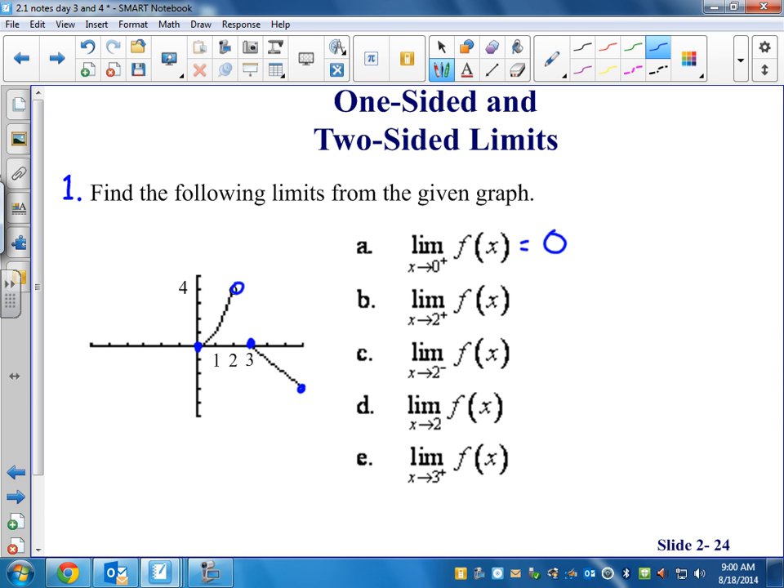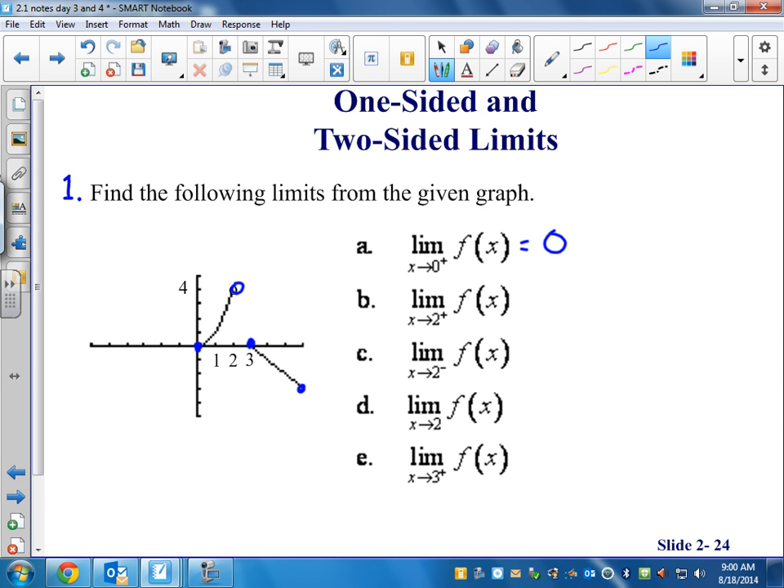What does the 3 have to do with it? The 3 is just a whole different part of the graph. If I'm just getting close to 0, is 3 close to 0? So I don't care about this part. Does that make sense? If I was making a chart, I would only be picking numbers close to 0, like 0.1, 0.01.